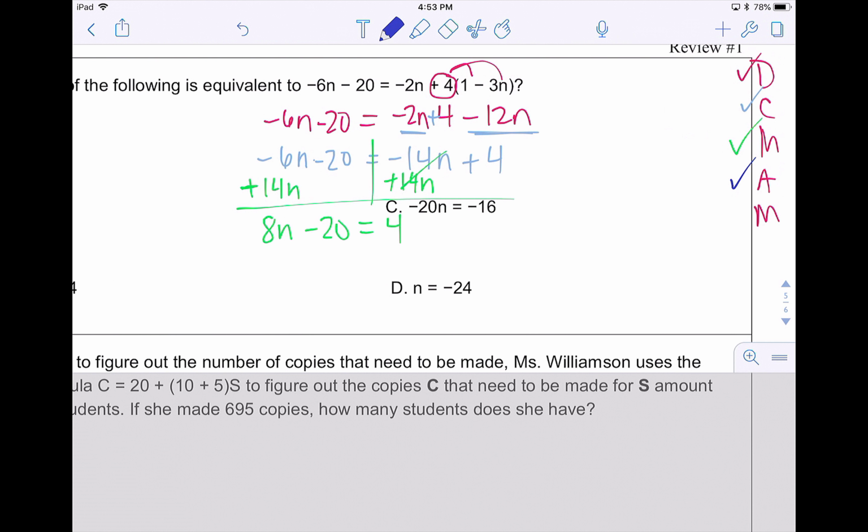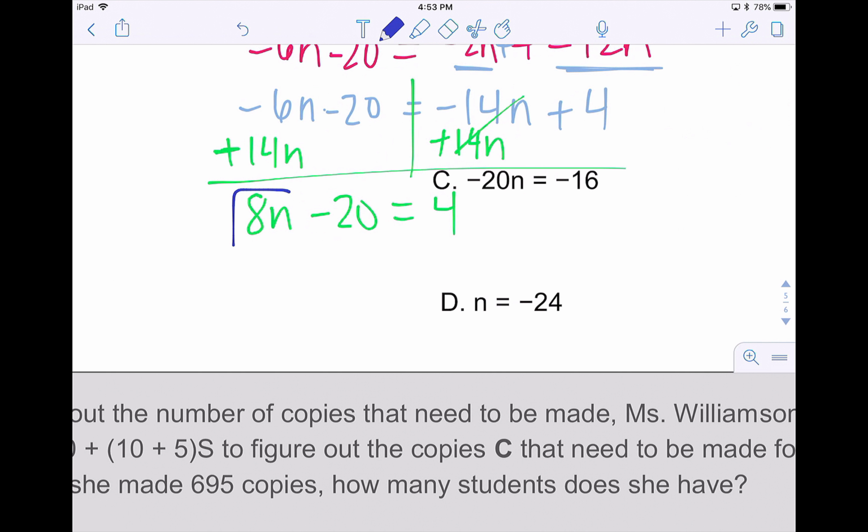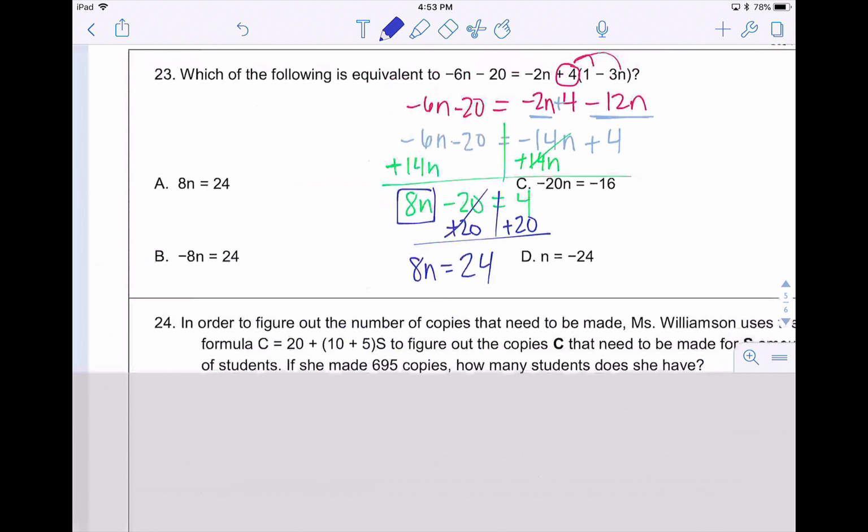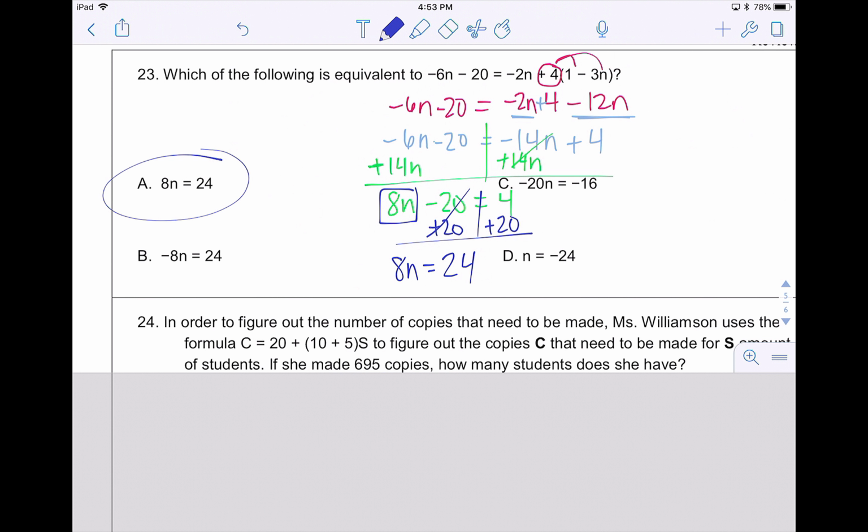My next step is to add or subtract whatever's outside of my box. So I have a negative 20. I need to add 20 to both sides. So 8n is left on the left. 20 plus 4 is 24. And this would match part A.